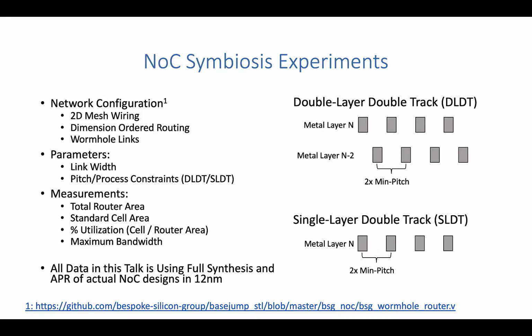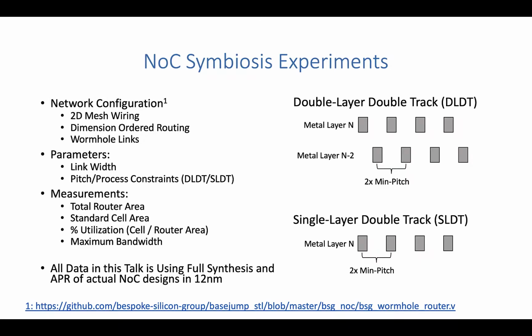The network configuration used a 2-dimensional mesh router, as we demonstrated in the introduction, with dimension-ordered routing, as we have used in many of our designs. The router was also configured to use wormhole links, so that our results are not limited to single-flit, single-cycle packets. In these experiments, we varied 2 parameters.